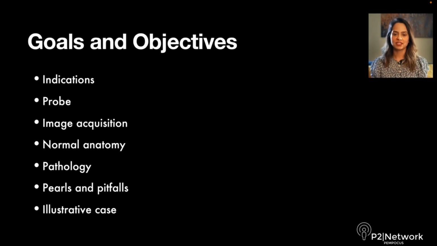By the end of this presentation, you will be familiar with the indications of knee ultrasound. We will learn what probe to use, the normal sonoanatomy of the knee joint, and common pathologies seen in an emergency setting. We will also go over the pearls and pitfalls of knee ultrasound. Ultimately, we will review an illustrative case to apply what we've learned today.